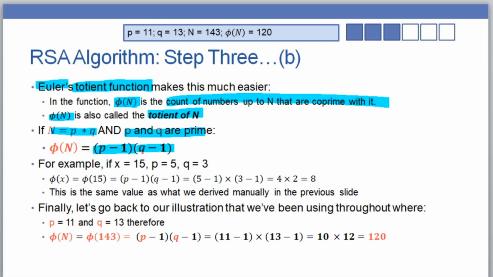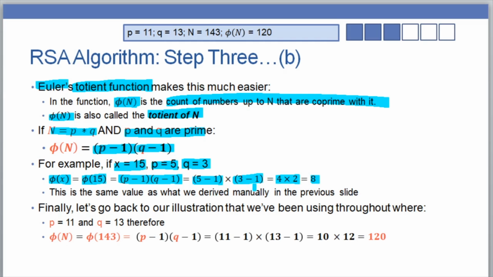Continuing our example that we used in the previous slide, where x equals 15, its prime factors are 3 and 5. So p equals 5, q equals 3. And therefore, if we wanted to find phi x using Euler's totient function, we would say phi x equals phi 15. We know this equals p minus 1 times q minus 1. So in this example, it's 5 minus 1 times 3 minus 1, which equals 4 times 2, which equals 8. Note that this also correlates to what we found while doing the process manually in the previous slide as well.